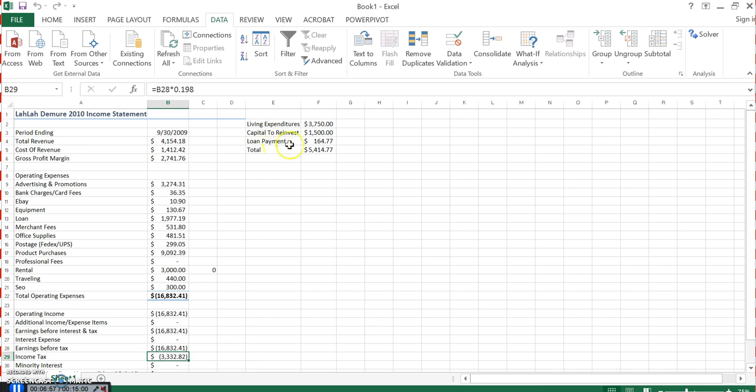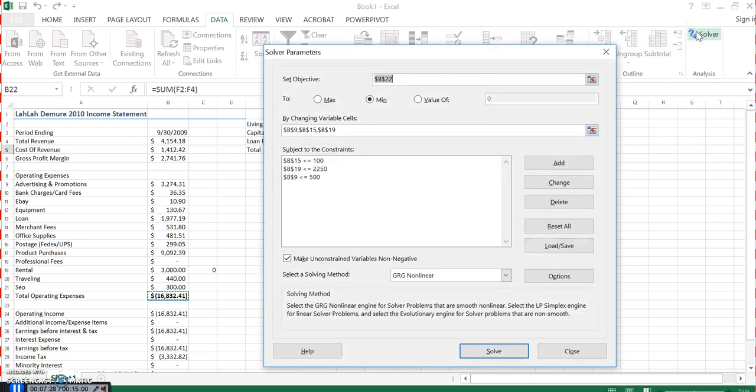And finally, what we have here is a loan payment. I put together a small formula for this loan payment and said that this would be an ideal amount to pay per month to make a dent in this particular loan, which comes to $164.77 a month. So grand total, all these three categories would be $5,414.77. So let's see what we would have to bring in revenue-wise to hit that number.